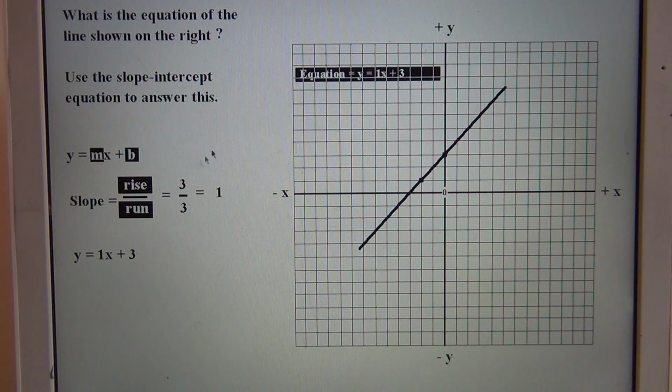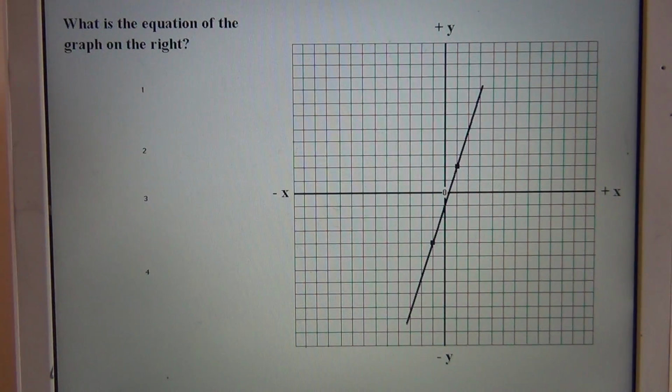So this is a very typical question they'll give you on the high school exit exam. What is the equation of the line shown to the right? You use the y-intercept equation, y equals mx plus b. M stands for the slope, so you calculate the slope of the line and put it in for m, and then b is where the line intersects the y-axis. It's that simple.